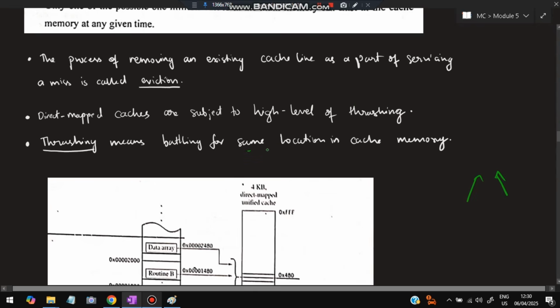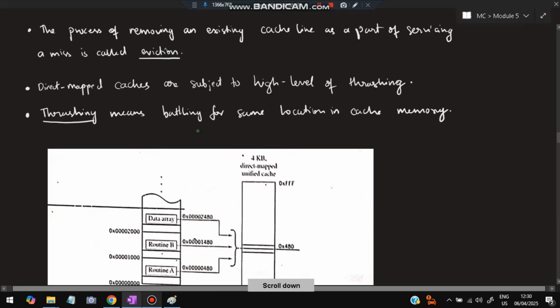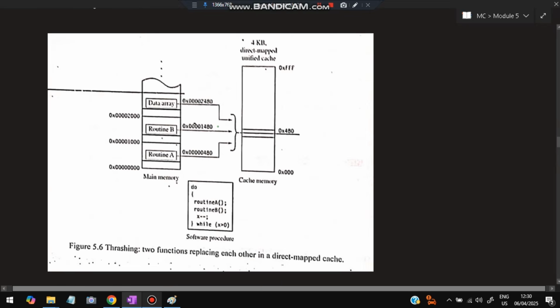Two data are fighting for the same location in the cache memory. Both are also frequently accessed data, so they both want the place in the cache memory. That is called thrashing. Now, an example of thrashing is given here.